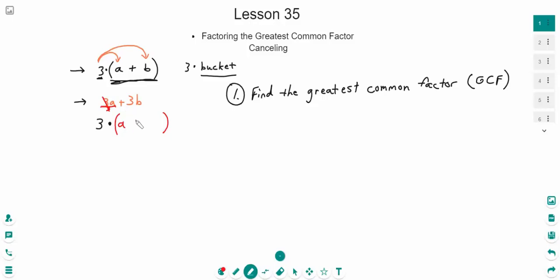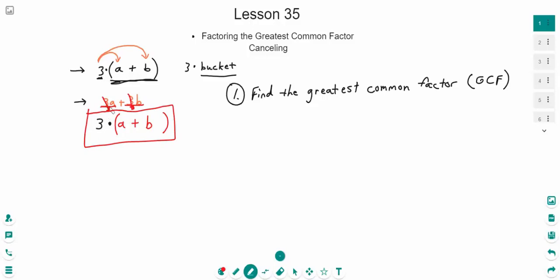Then we have our addition sign. And now we have this second term here, and we're going to do the same thing. We're going to divide this by the 3, the greatest common factor. Okay, the 3's again will cross out, and we're left with just a b. So we write the remainder, or the leftovers, in our bucket, and we end up with a plus b. Here is what we're trying to get to. This is actually what we started with, the 3 times a plus b.